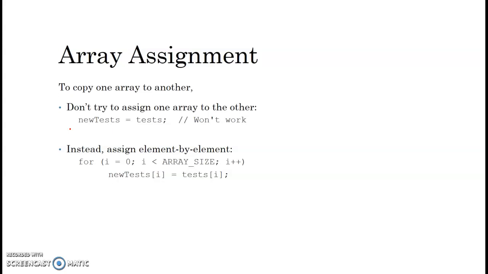Array assignment. To copy one array to another, we cannot do this direct assignment. If this is an array and this is an array, I can't just set them equal to each other. It won't work. It won't do anything for us. If I want to copy elements from one array into another array, then I must use the indexing for each array in order for me to do that.